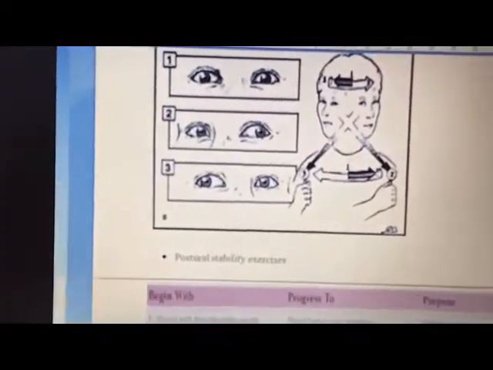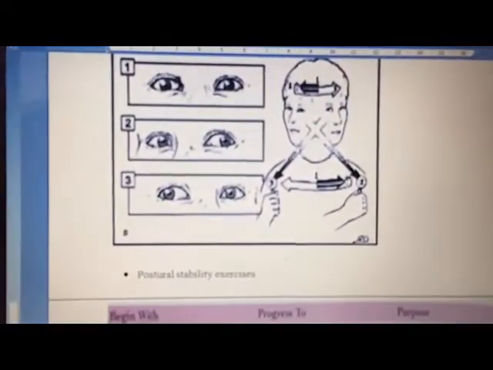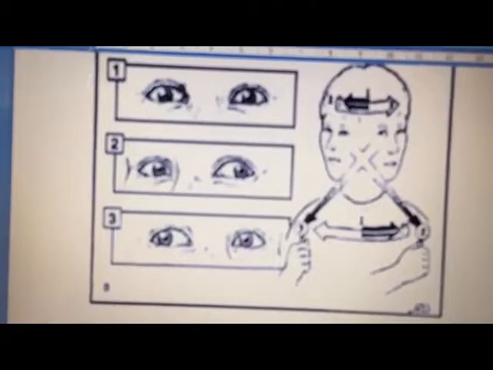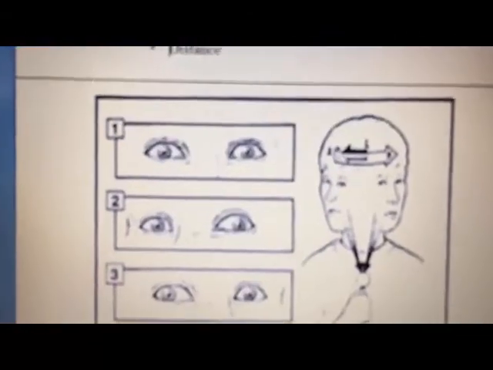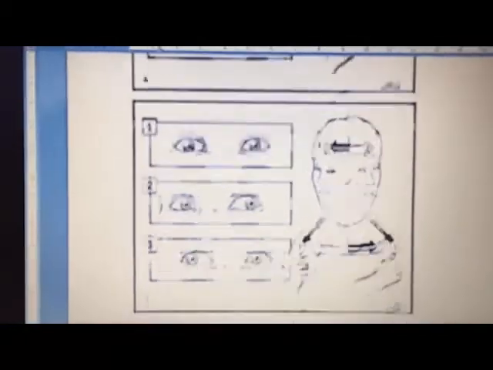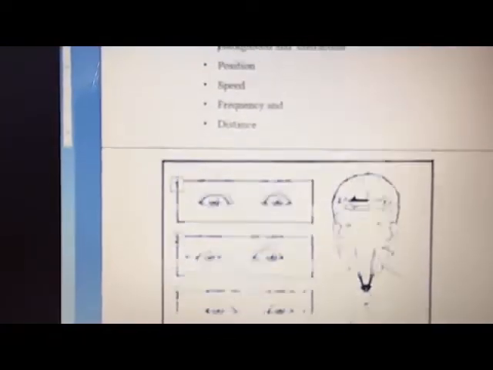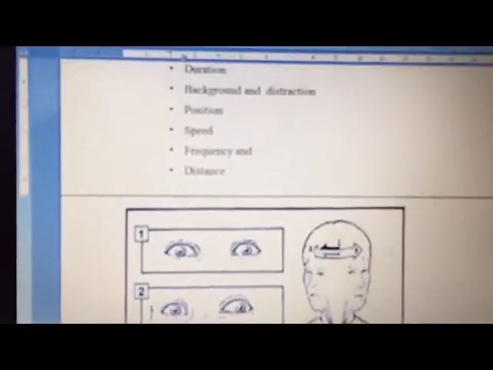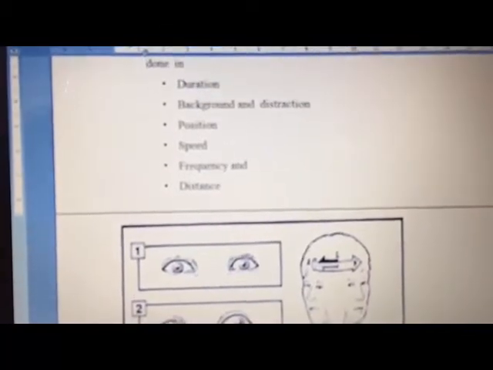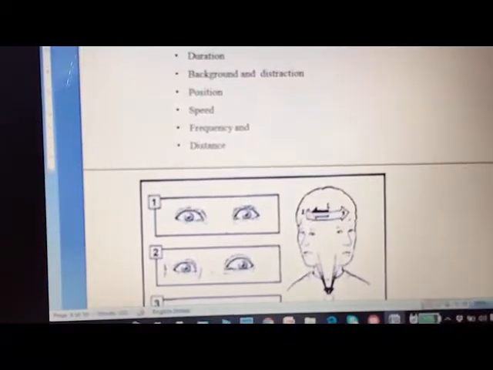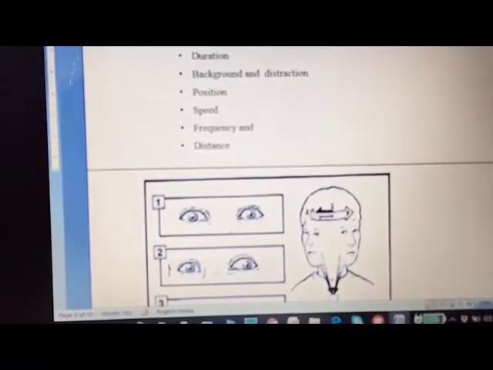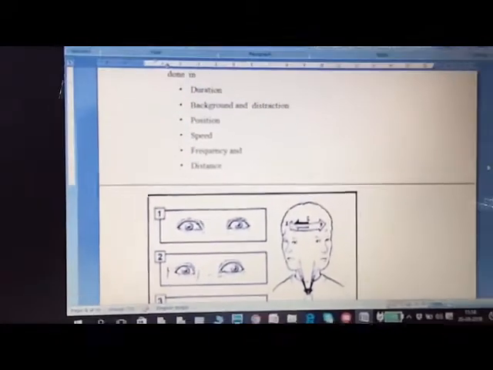1, 2, and 3. Okay. So how to do this? What are the things you can change as you are progressing? You can change the duration of the treatment. You can improve the background and distraction. Next, position, speed, frequency, and distance from where you are doing this treatment.